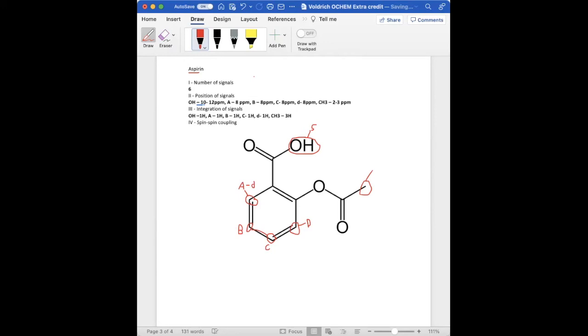B is next to 2 hydrogens, 1 from A and 1 from C, and therefore it'll read as a triplet. C will also read as a triplet because it's next to 1 hydrogen from B and 1 hydrogen from D. And D will also just read as a doublet since it is next to only 1 hydrogen at C.